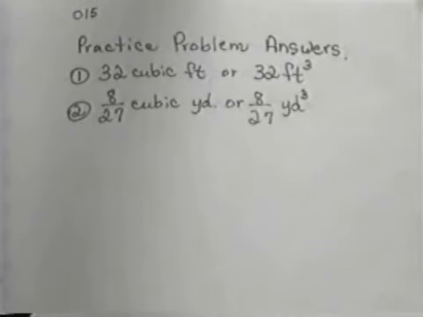The practice problem answers: number 1, 32 cubic feet. Number 2, 8/27 cubic yards. This concludes Tape 15 and our work with finding the area of triangles and trapezoids and finding the volume of cubes and rectangular solids.